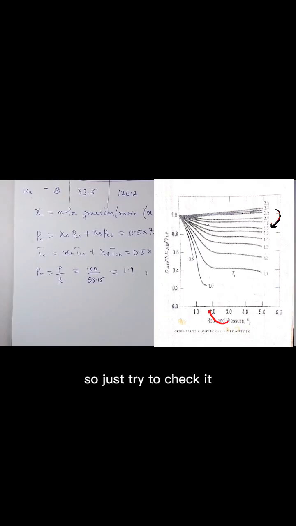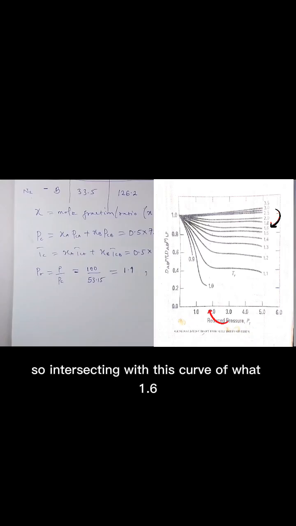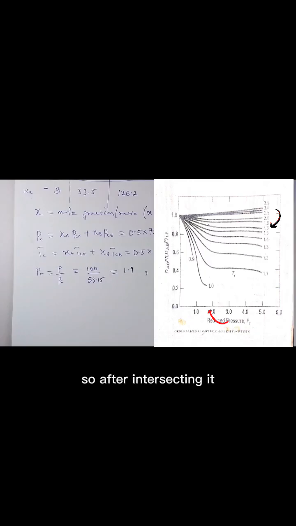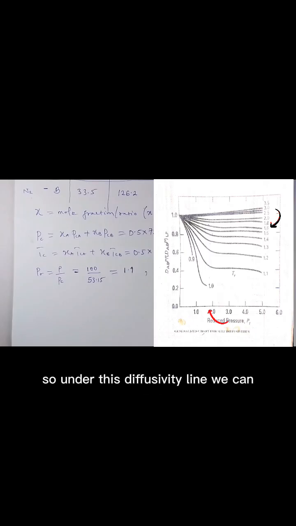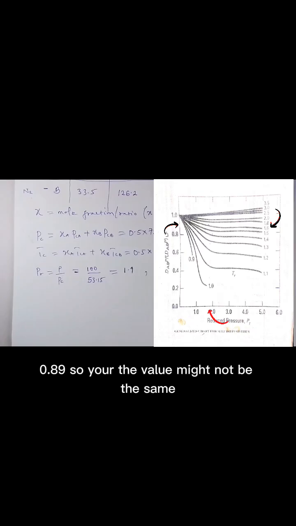So just try to intersect the line from the horizontal axis, where we have 1.9, with the curve of 1.6. After intersecting, just imagine where they meet, or you can even use a ruler, and trace it to the left, to the diffusivity side. Under this diffusivity axis, you can see it as 0.89. Yeah, 0.89.